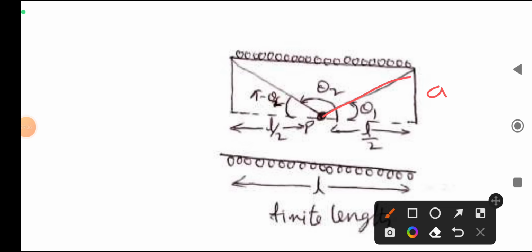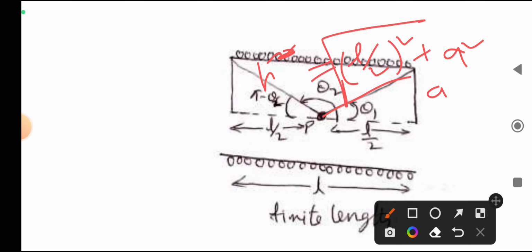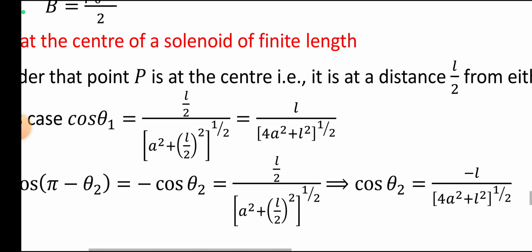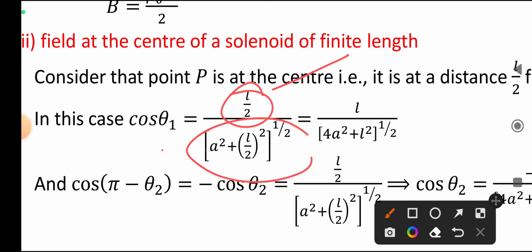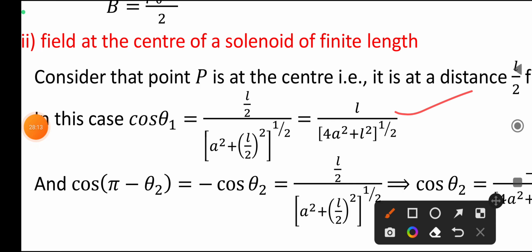plus A square is equal to hypotenuse square. Let it be H square. Bringing the square to this side, it becomes under root, power 1 by 2. See here, same thing. Cos theta is equal to adjacent, L by 2, by hypotenuse. The hypotenuse is A square plus L by 2 whole square, power 1 by 2. So this is written like this.